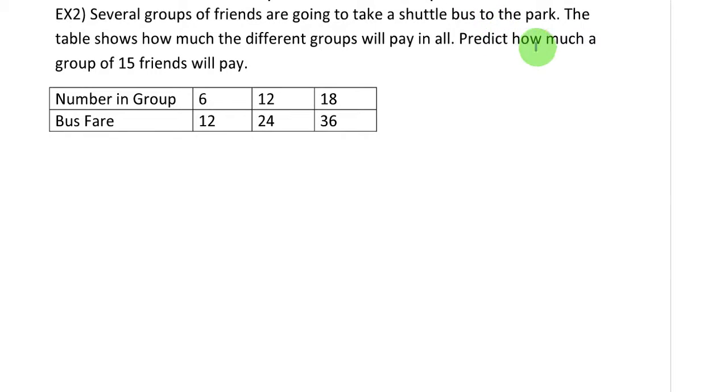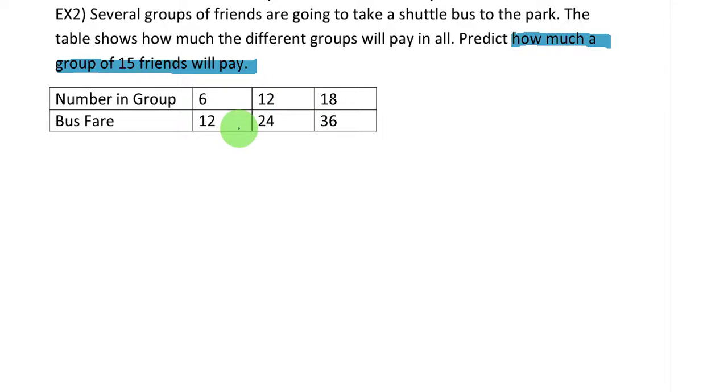So let's go ahead and highlight the important information here. What I see in this problem is how much a group of 15 friends will pay. We know that there are 15 friends in the group. Well, 15 will go on the table at the top because we're looking at the number in the group, and it should go in between the 12 and the 18. However, there's not a space for it.